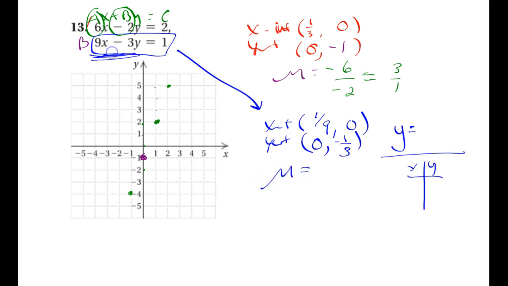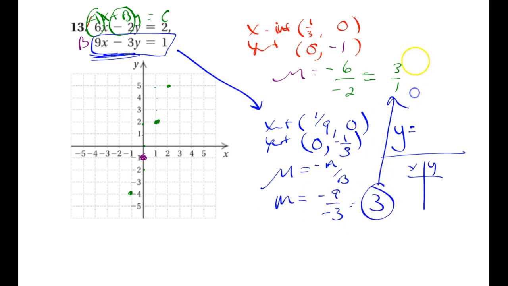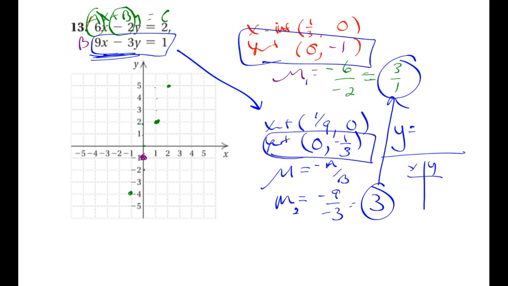The slope is negative a over b. In this case, the slope is negative 9 over negative 3, which is 3 again. And I notice that it's the exact same slope from my first equation. So if the slopes are the same and I have different y-intercepts, because here's my y-intercept and it's different than the first line. So if I have different y-intercepts but the exact same slope, I know that I'm going to end up with parallel lines, which means no solution.